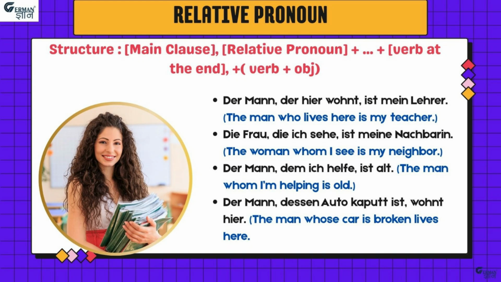Again, ist meine Nachbarin, this sentence is the part of die Frau only. So you have two sentences, die Frau ist meine Nachbarin and then ich sehe die Frau. For the second sentence, ich sehe die Frau, for this die Frau I am using the relative pronoun die. So my sentence will be die Frau, comma, die ich sehe, comma, ist meine Nachbarin. Like this you have to follow the sentence structure of double comma in relative pronoun.